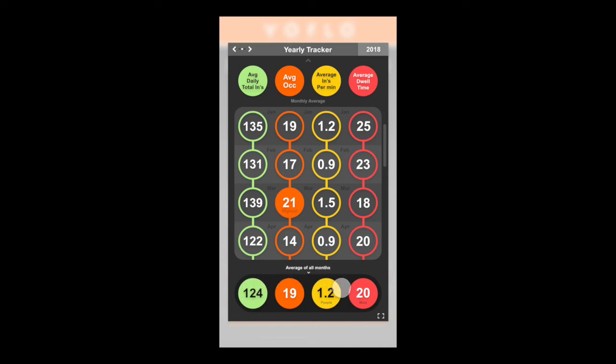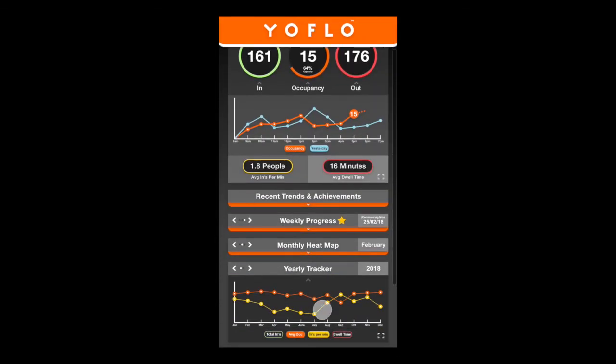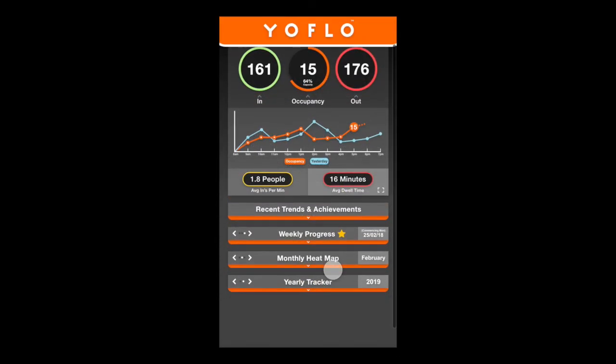So this is a good way of seeing the big picture stuff. These are just big numbers, a quick way to see all the big picture stuff. You can cycle through the years there. Very quick way to change. Yeah, so that's really it.